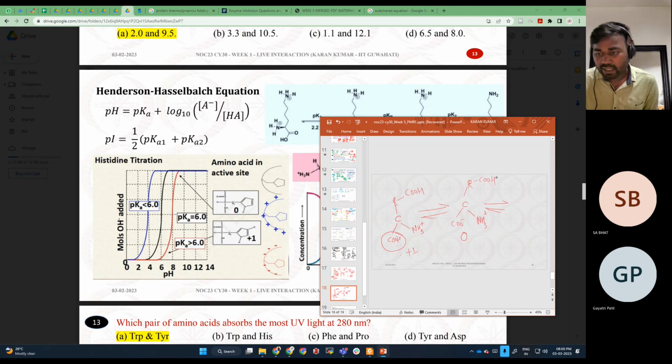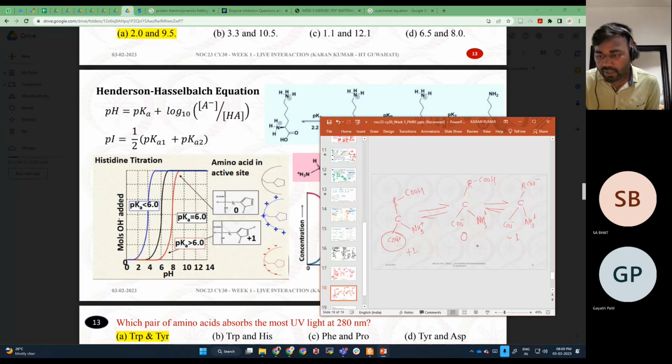Now in the next phase, the side chain will lose its proton. It will exist as CO minus and NH3 plus. Now how much charge does it have? It will have -1 charge. So for calculating the pI value of an acidic amino acid, you will take the first two pKa values' difference.